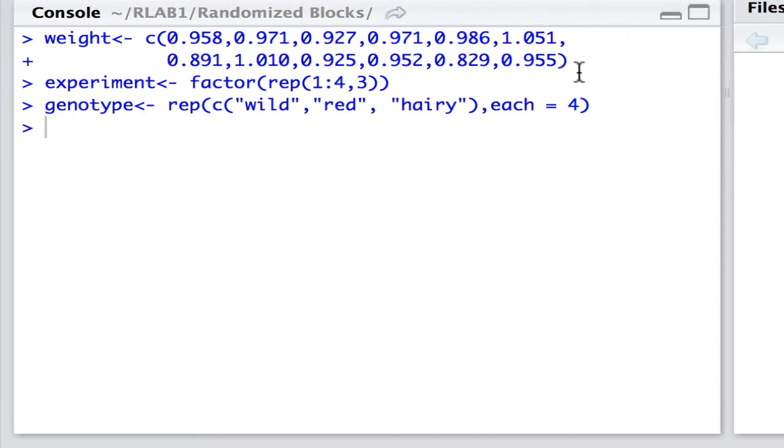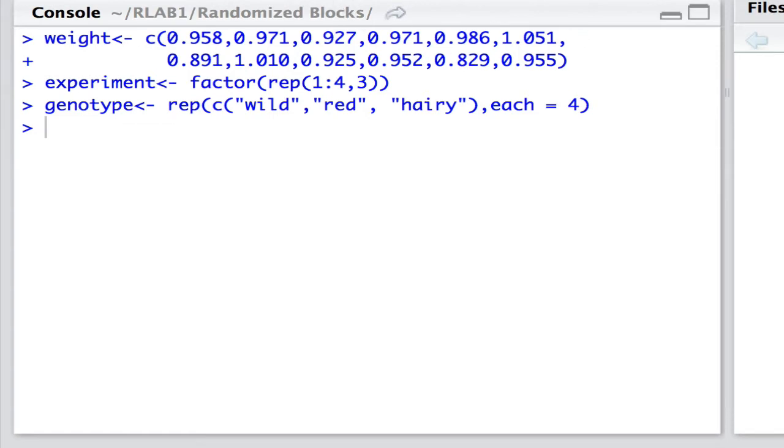You'll see that I've got a single vector for the weights. The experiments are coded as factors rather than as numbers per se, and they go from 1 to 4, such that we have 1, 2, 3, 4, 1, 2, 3, 4, 1, 2, 3, 4. The genotypes are wild, red and hairy, and each of those elements in that vector is repeated 4 times. So we have wild, wild, wild, wild, red, red, red, red, and so on. So there are the data read in.